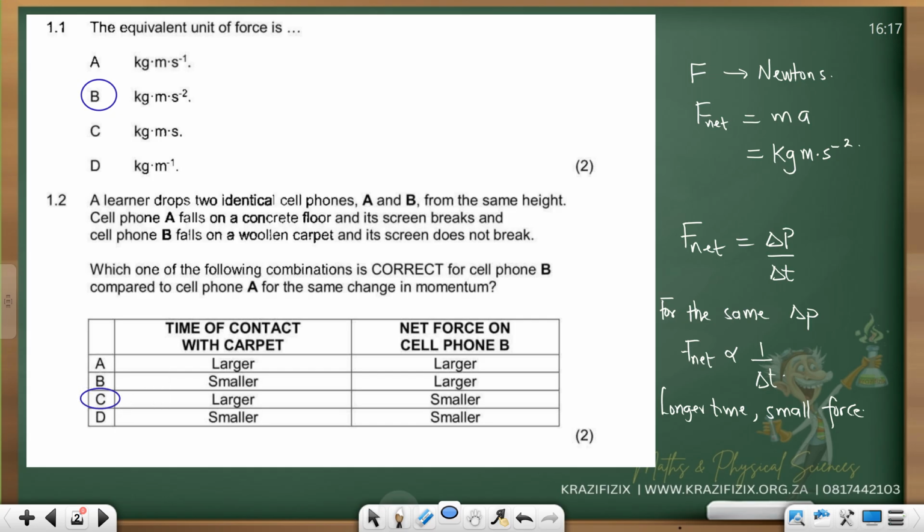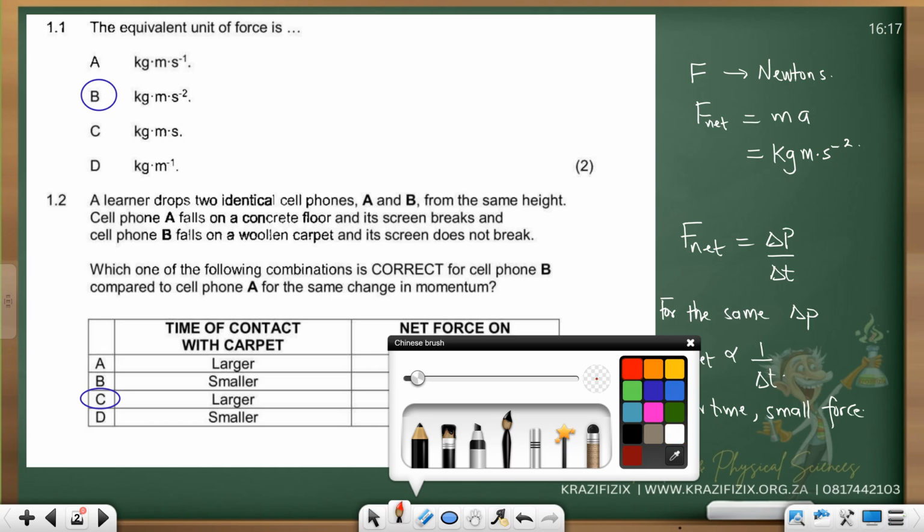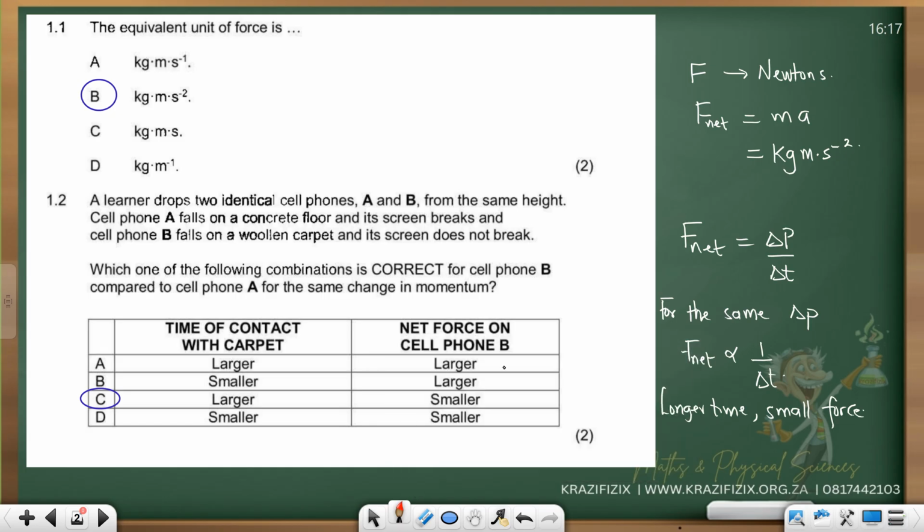So if you know how to answer this, first thing is to cancel out options. Net force on B cannot be larger because we are told it did not break. So smaller, smaller. And then you go back to the formula. The net force is inversely proportional to the change in momentum. For the force to be small, the time has to be large.